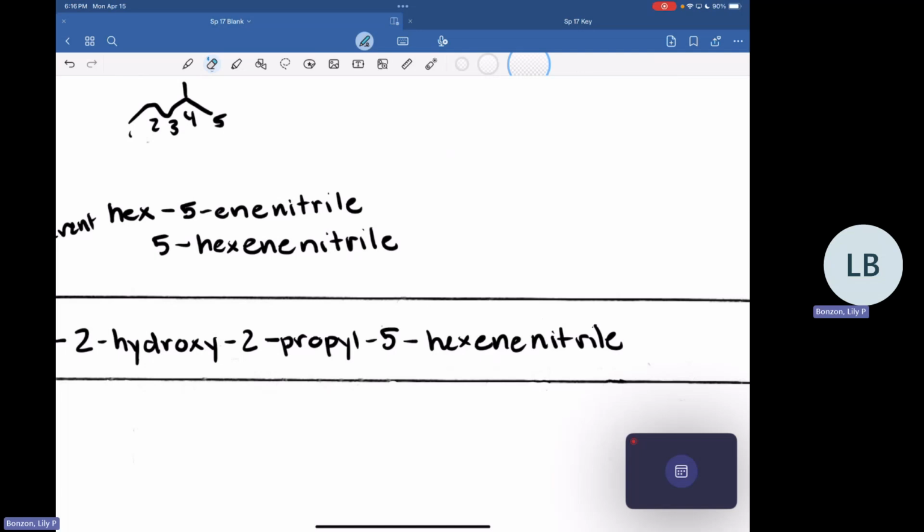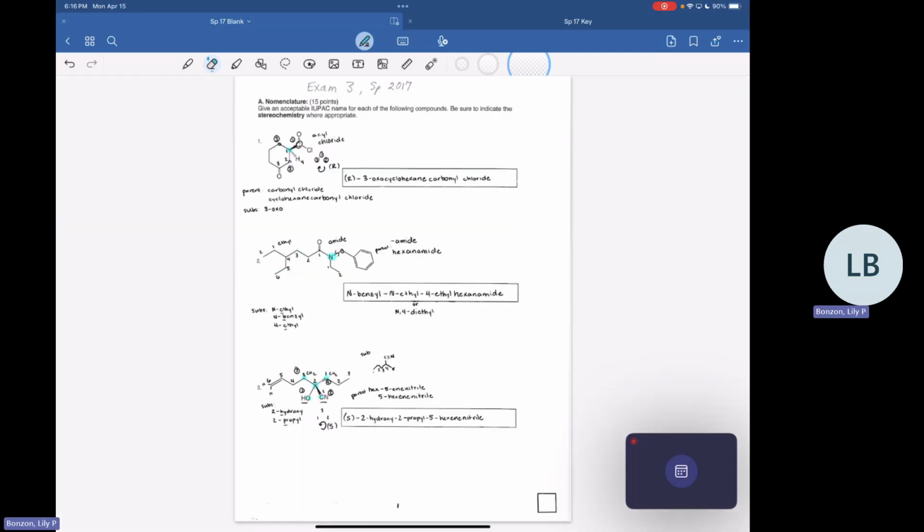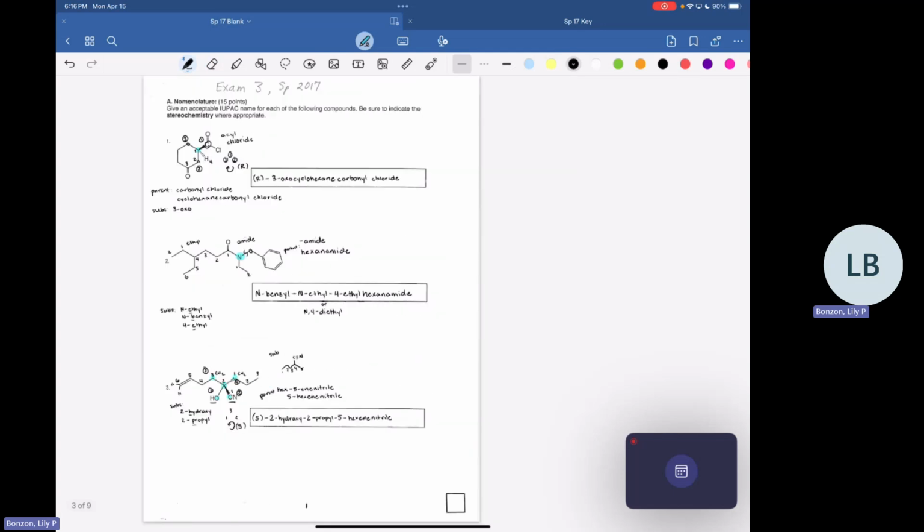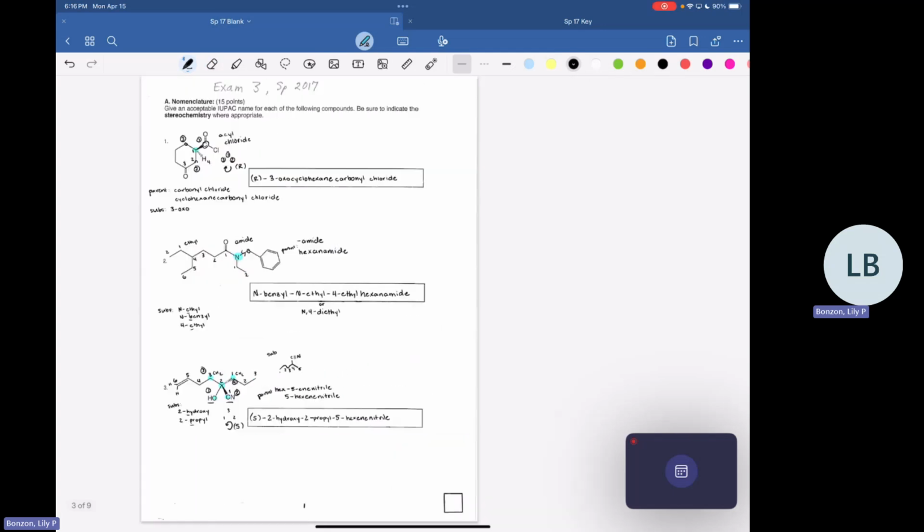Okay. All right, we'll go ahead and move on to the facts question. But if you have any other questions about nomenclature, just come up at the end and we'll get that sorted. There's definitely a lot of stuff for this nomenclature.